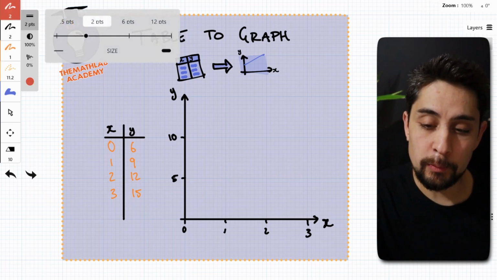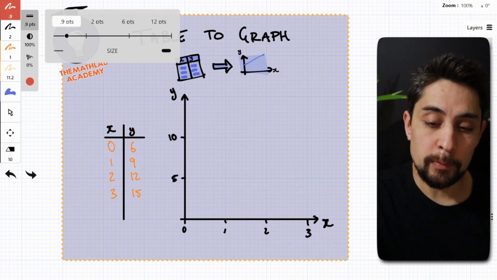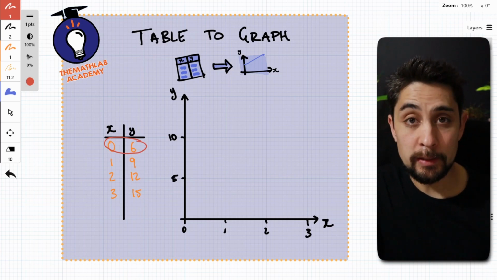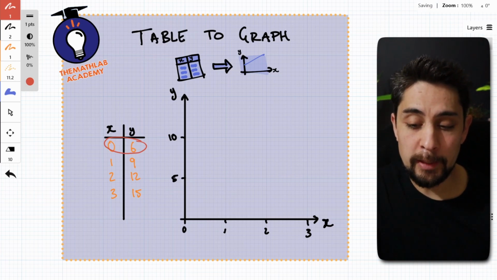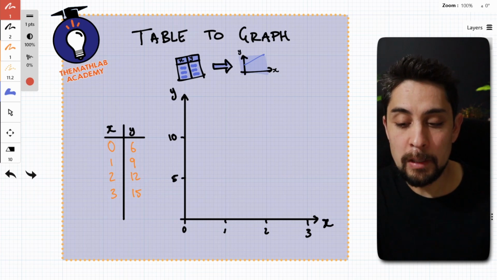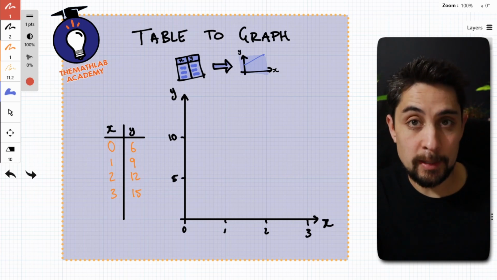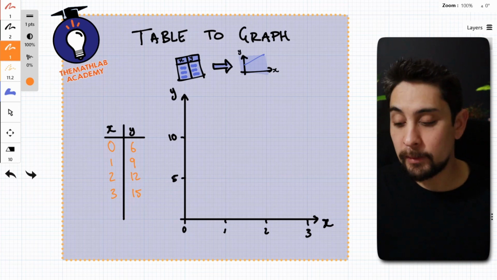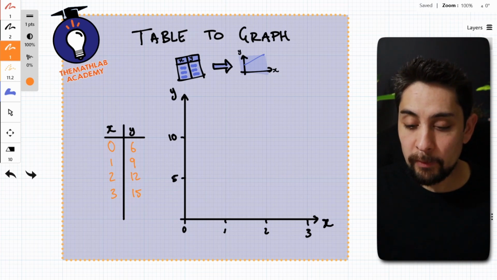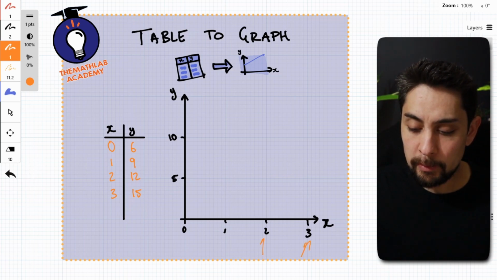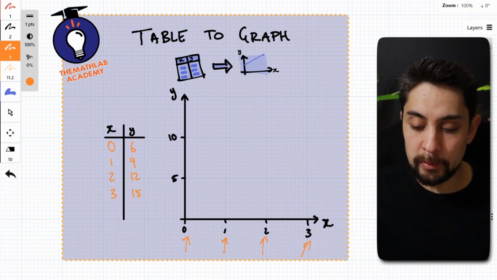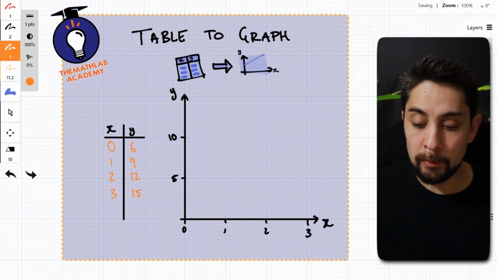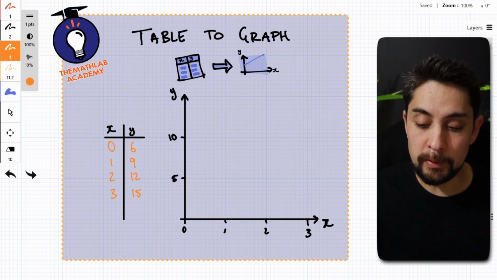Okay, now we get to actually plotting the table. In our first row, we have the numbers 0 and 6. That's 0 on the x-axis because that's in the x column, and 6 on the y-axis because that's in the y column. We always start with the x-axis. On the x-axis, we're looking for the number 0. There's 3, there's 2, there's 1. Oh, 0's right in the corner. So our first value, 6, will correspond to the number 0, which is right on this axis.